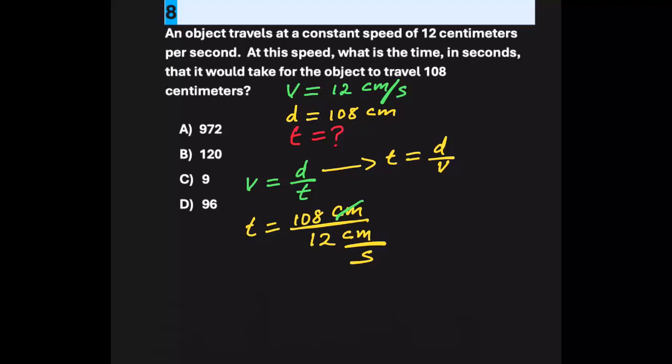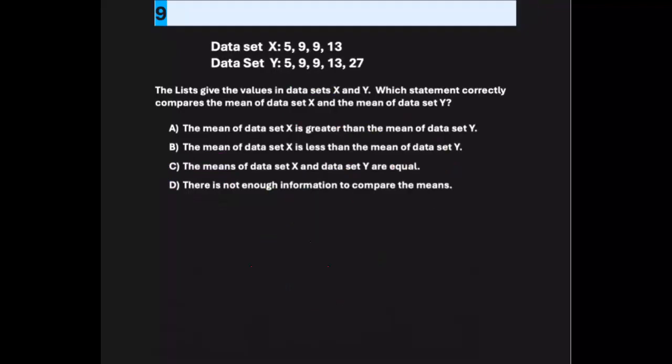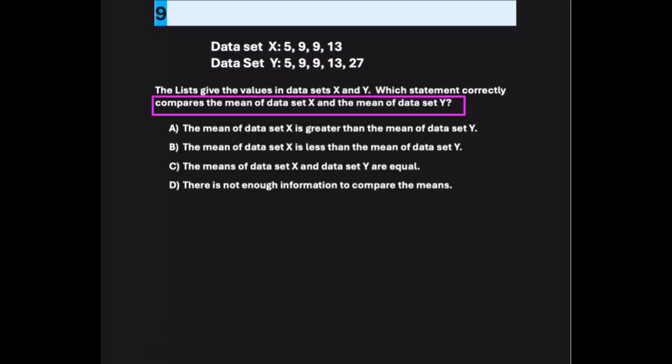This unit and this unit will cancel out, and 108 divided by 12 is 9, and t is equal to 9 seconds. And the answer is right here. Question number 9, we do have two data sets, data set X and data set Y. And the question here asks, which statement correctly compares the mean of data set X and the mean of data set Y? The mean formula is the sum of the values divided by the number of the values.